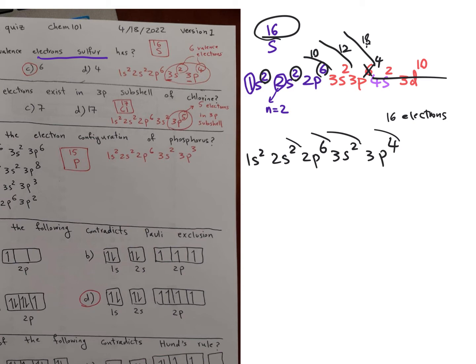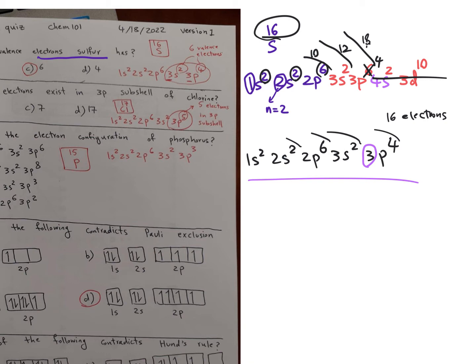So what is the period that this element is located at by just looking at this electron configuration? 3, right? That is the highest number you see. And then check, is sulfur in period 3? So we wrote it right?